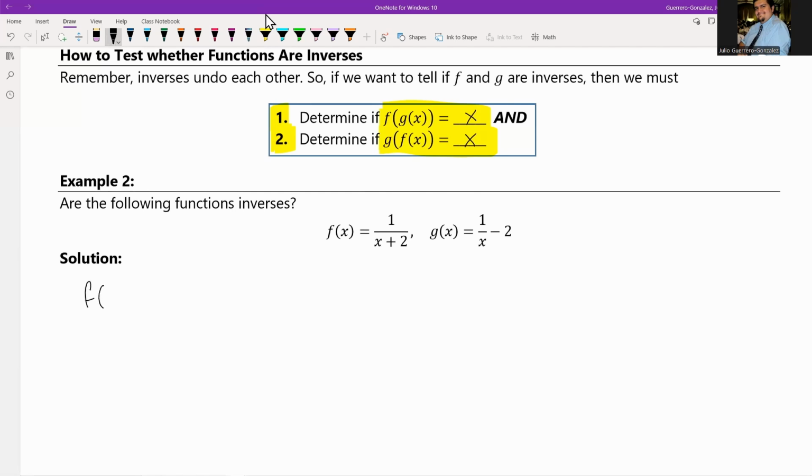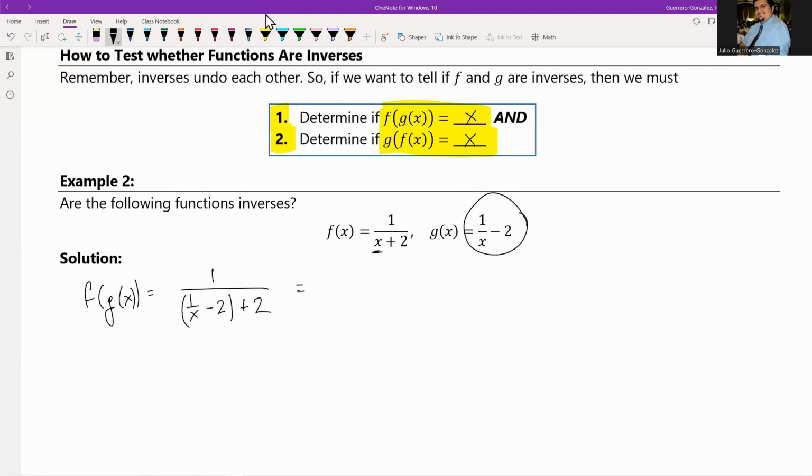I have to do f composed g of x. So I need to grab all of g and stick it into f, just like we did in composition in the previous section. So this is equal to 1 over, okay? You guys see how this is my x? All of this has to go where x is. So here we go. This is going to be 1 over x minus 2 plus 2.